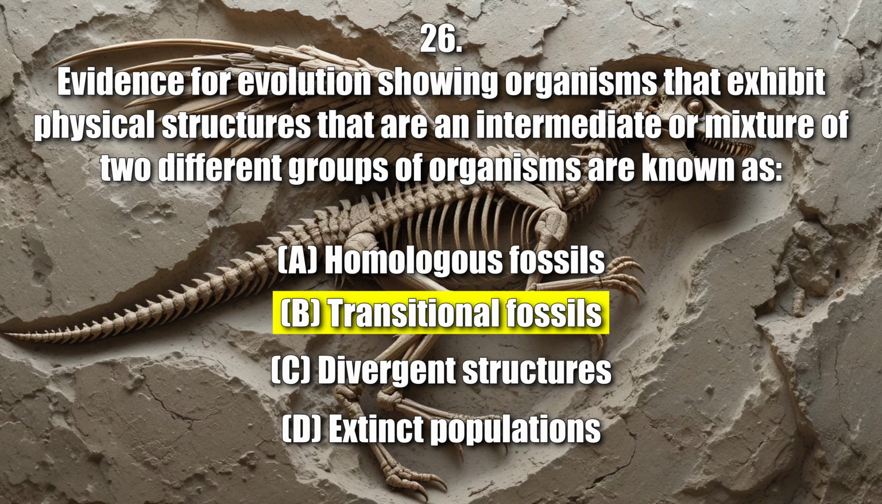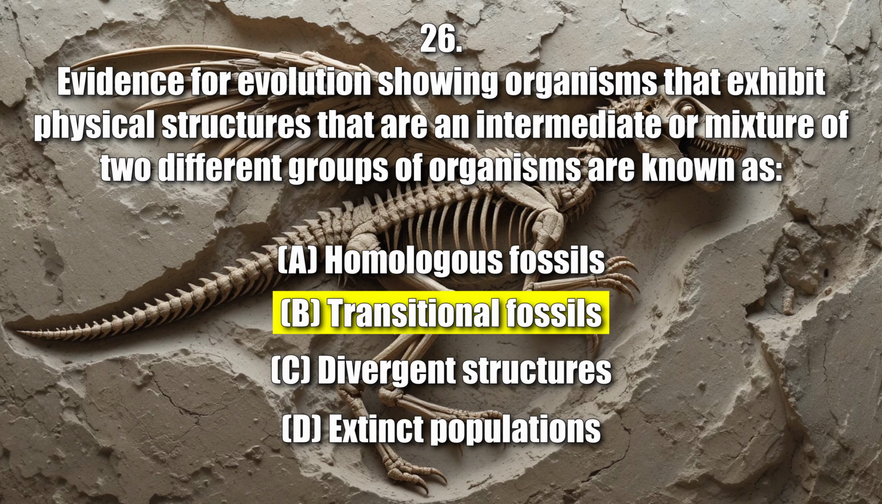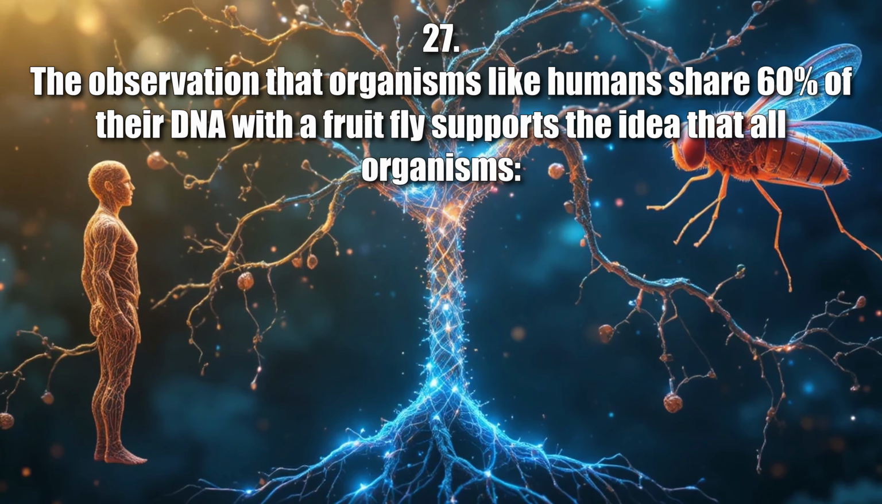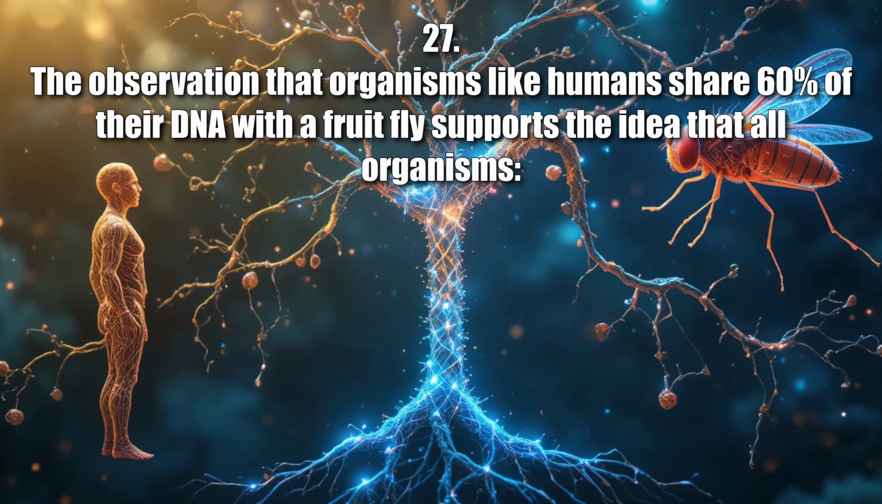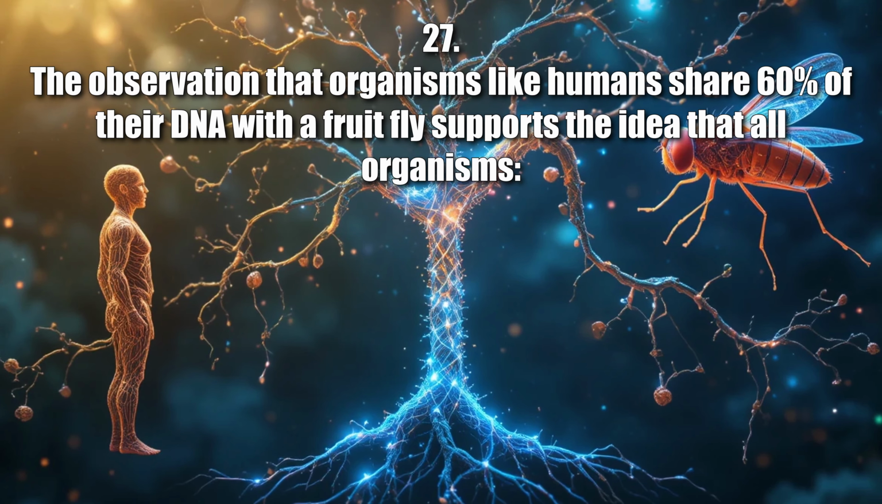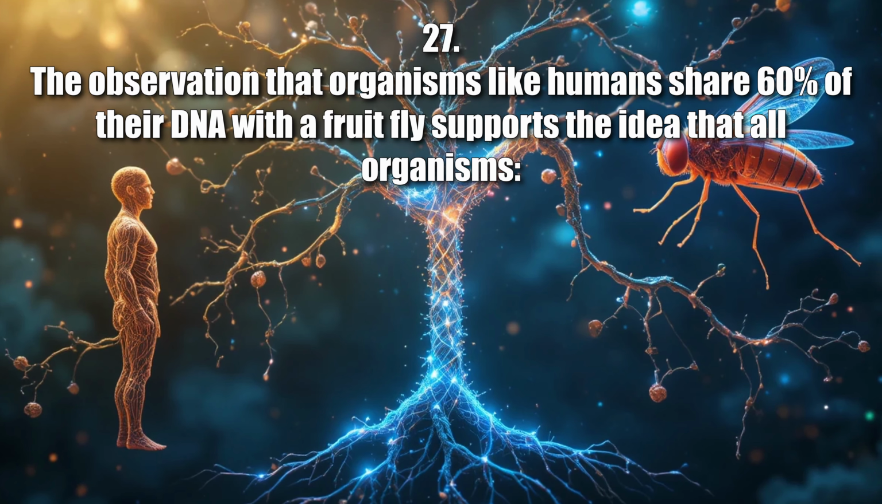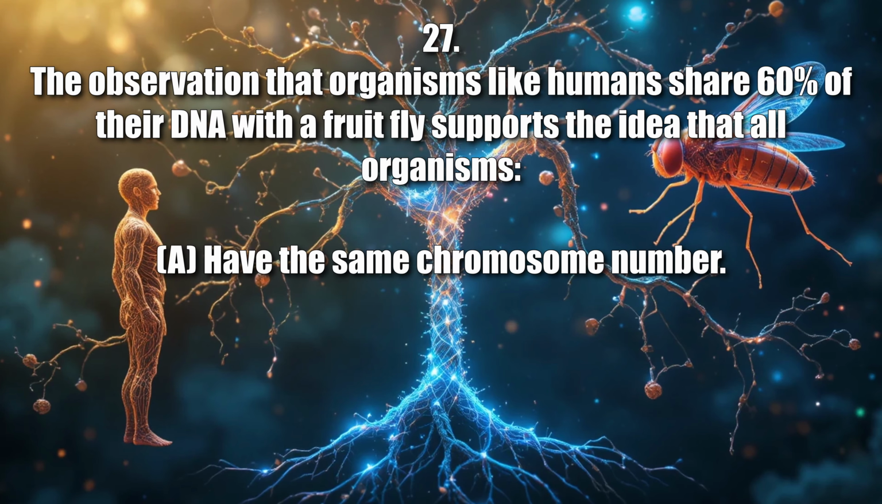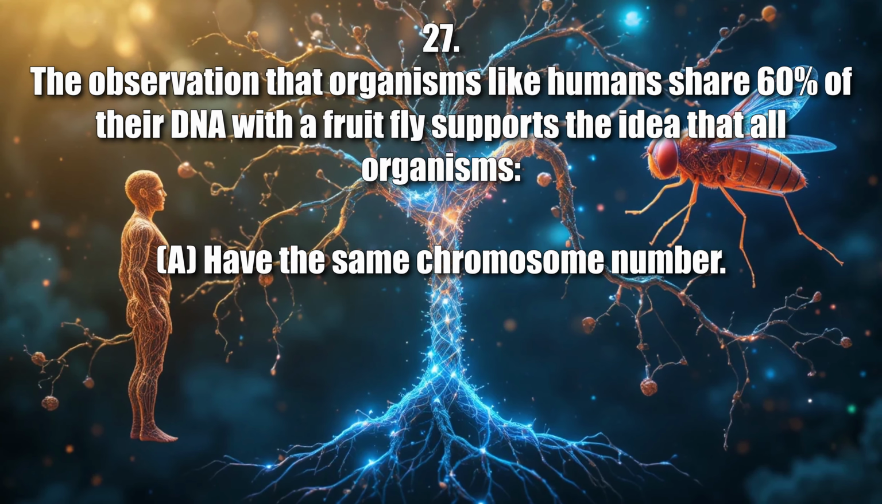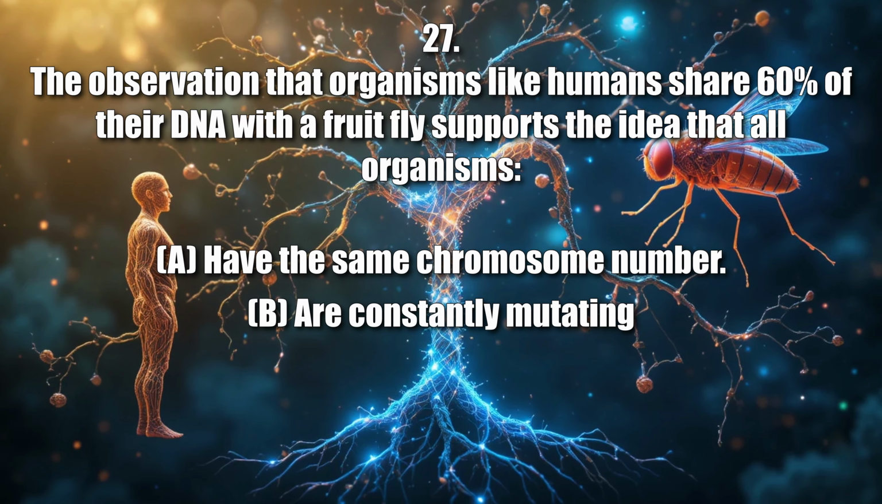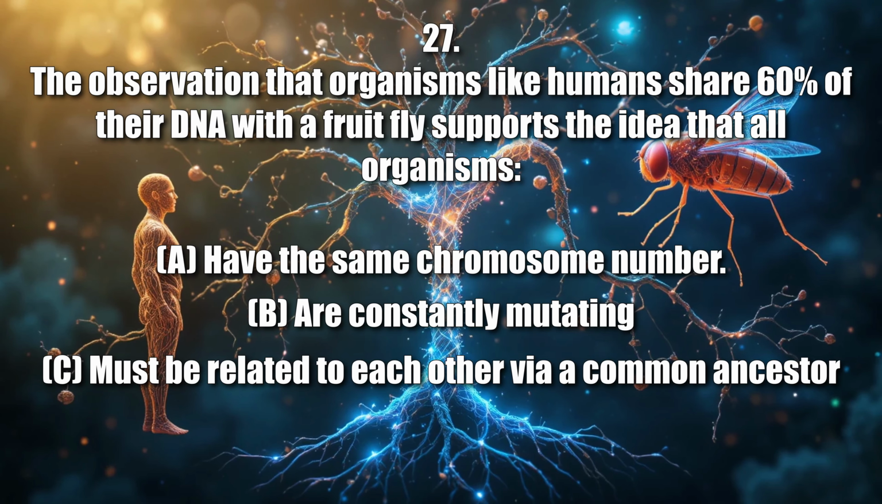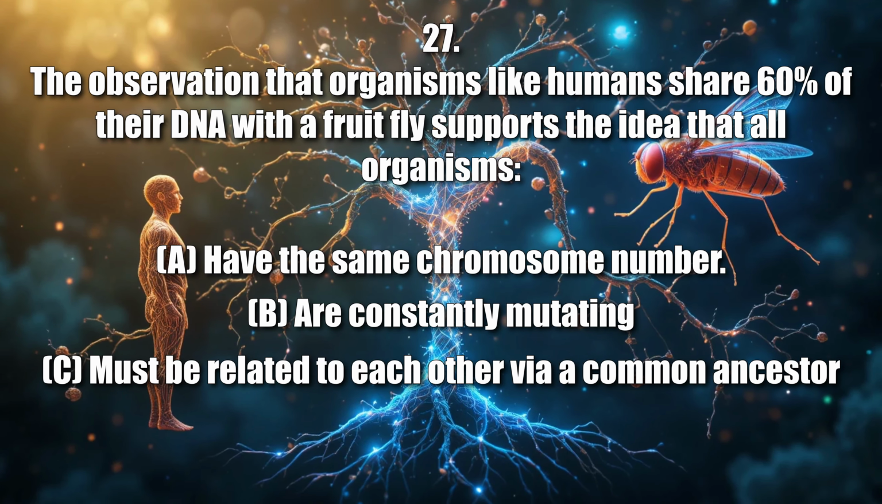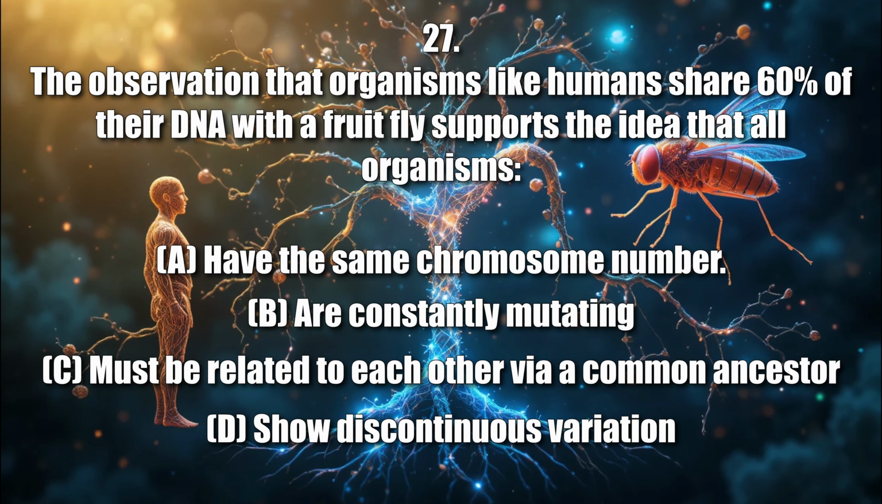The correct answer is B. Transitional fossils. 27. The observation that organisms like humans share 60% of their DNA with a fruit fly supports the idea that all organisms A. Have the same chromosome number. B. Are constantly mutating. C. Must be related to each other via a common ancestor. D. Show discontinuous variation.